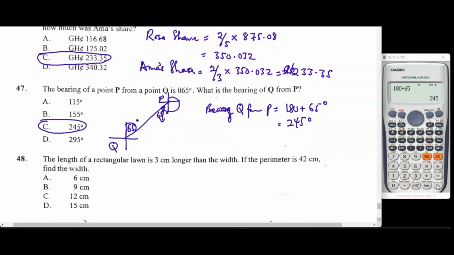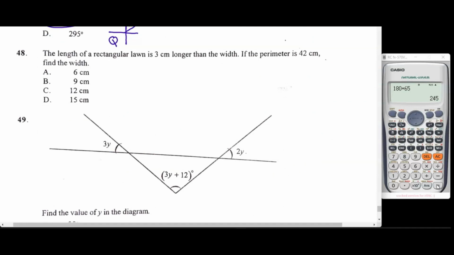Then two more questions to go. The length of a rectangle.